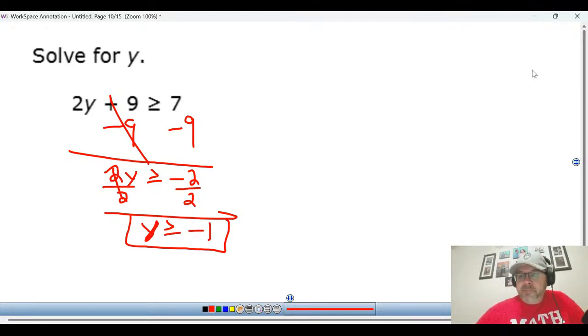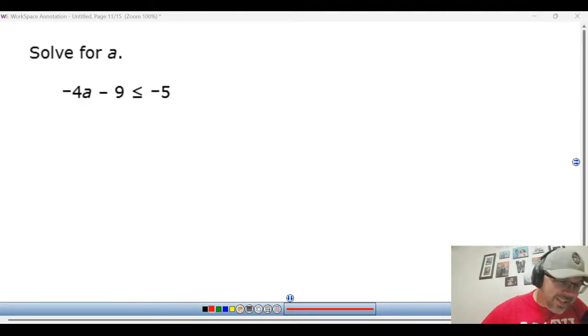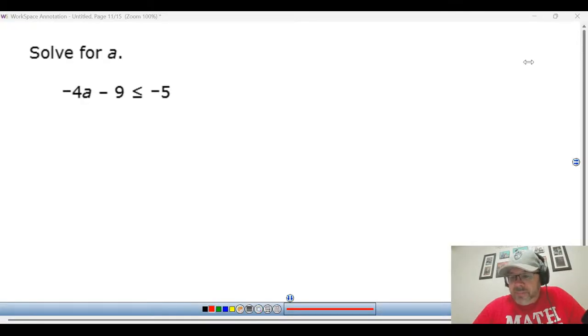Okay. Let's go ahead and go to the next question. All right. Let's do the next question here. We got another 2-step inequality. So again, on the side of the variable, we got a minus 9. So we're going to go ahead and add 9 to both sides here to get rid of that negative 9.